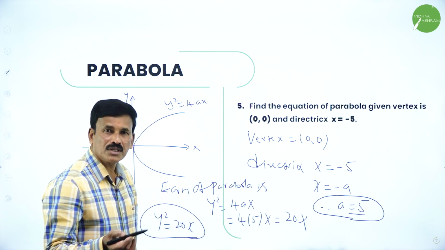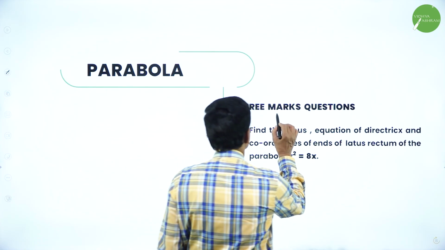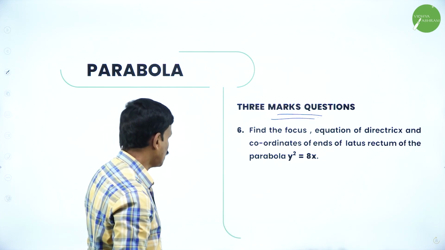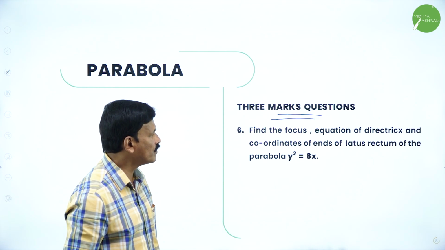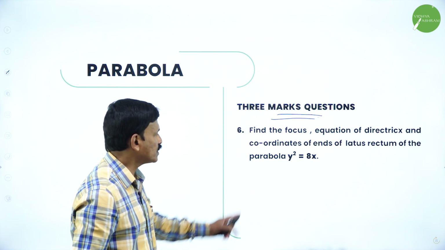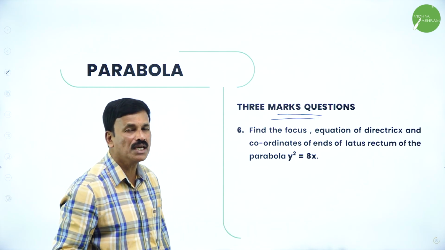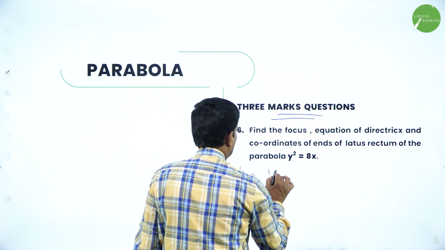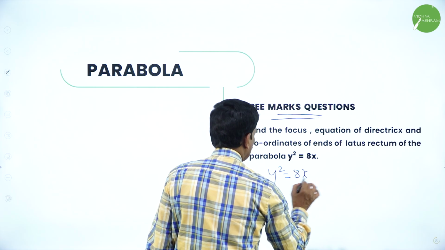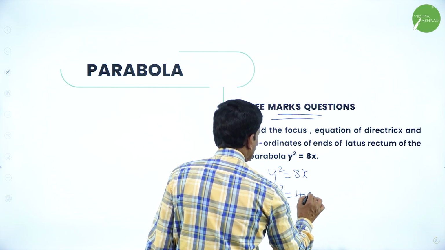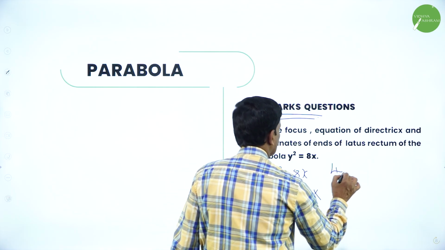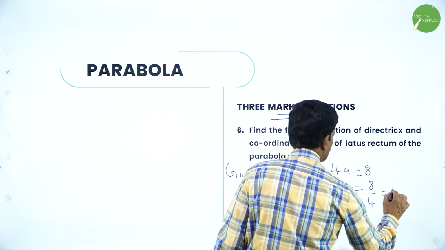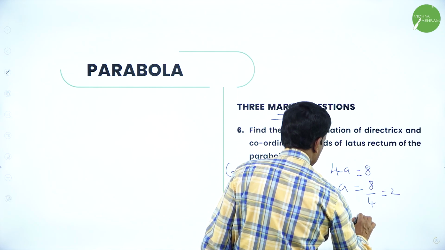That's it. Now move on to the next problem. Let us discuss 3 marker questions. Now find the focus, equation of directrix and the coordinates of the ends of latus rectum for the parabola y square is equal to 8x. This is a simple problem. What is given? Given that y square is equal to 8x, comparing with the standard equation y square is equal to 4ax, 4a is equal to 8, a is equal to 8 by 4, which is 2. So therefore a is equal to 2.